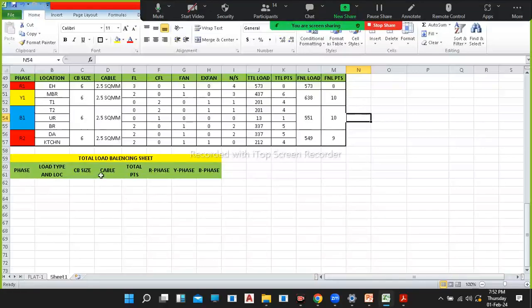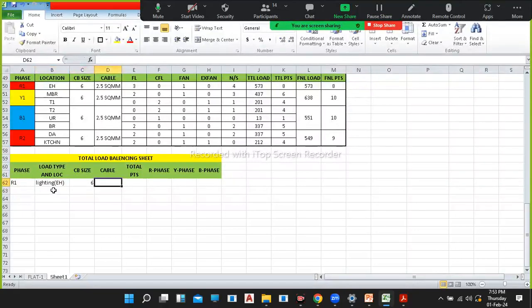Now according to that, we are preparing the total load balancing sheet. R1 is already occupied, so I'll write the same here. What kind of load is it? Lighting load. So it was occupied by lighting. And which room has it gone to? I need to write the summary over here.